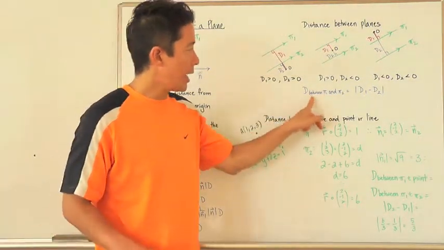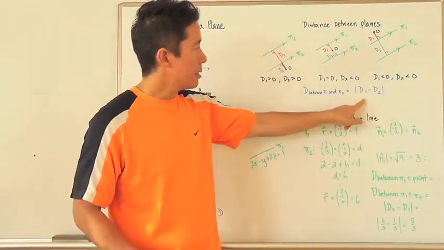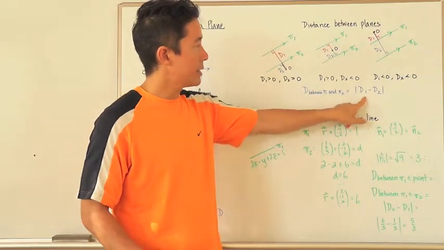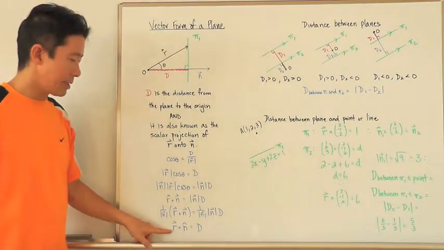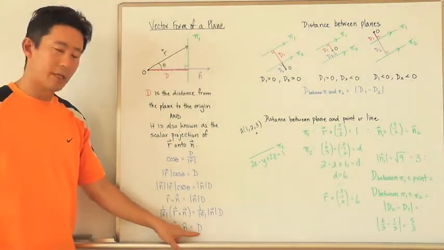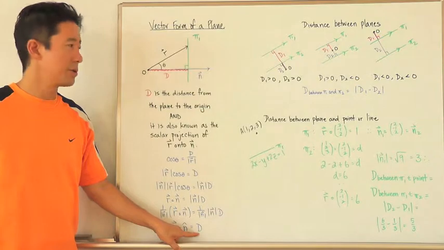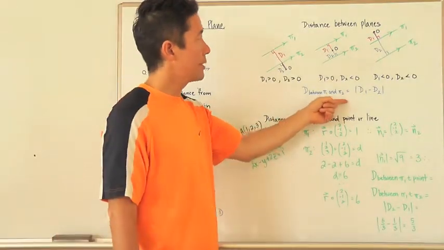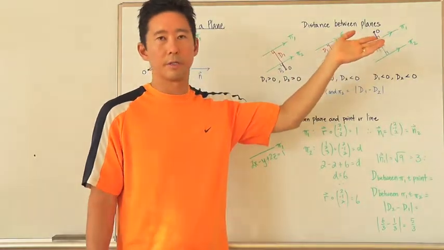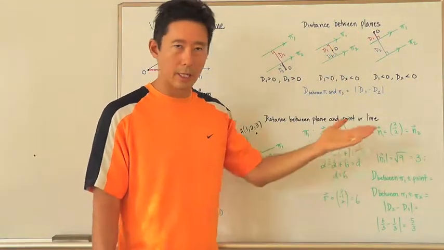So if we have two planes, we can always find the distance between the two planes by making sure that each one of the planes is written in this form, which will then give us the distance from the origin to that particular plane. Now, oftentimes what's going to happen is that you're not going to be given two planes. You're going to be given a plane and a point, or a plane and a line.